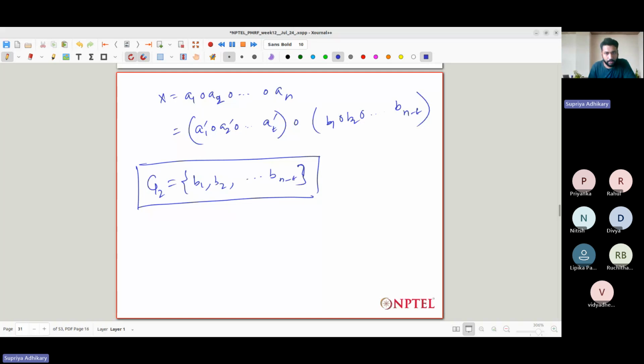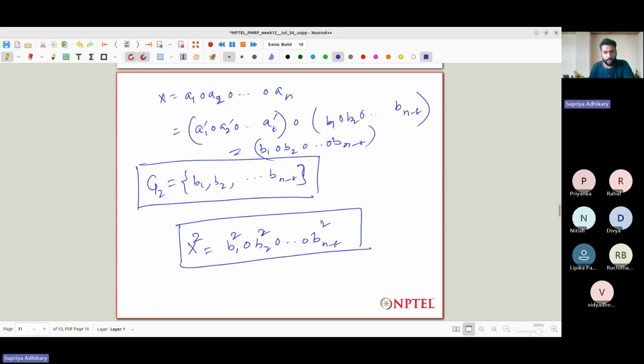Now we have already established that the first part is the identity element, and composing anything with the identity gives the element itself. So this will be B1 composed to Bn minus T. Now if we square this element, since this is a commutative group, we can write it as B1 squared, B2 squared, up to Bn minus T squared. We can write X squared like this only because of the commutative property. If the group was not commutative, we couldn't write this.